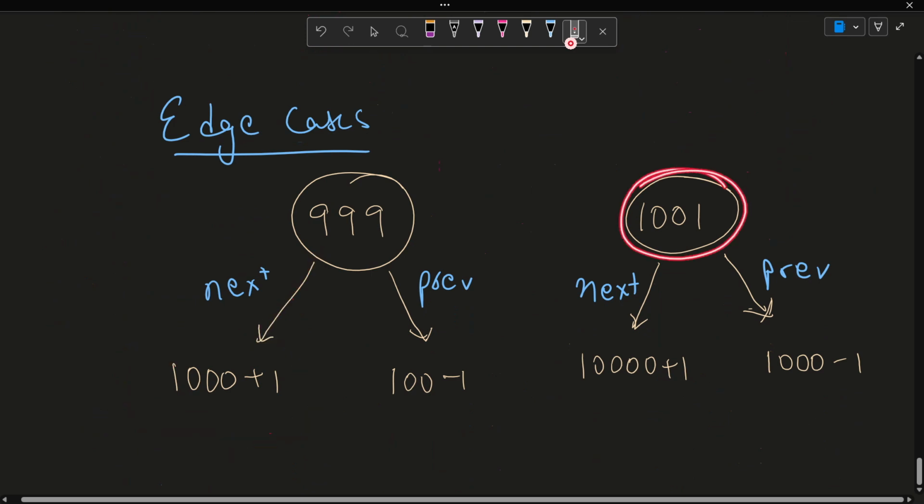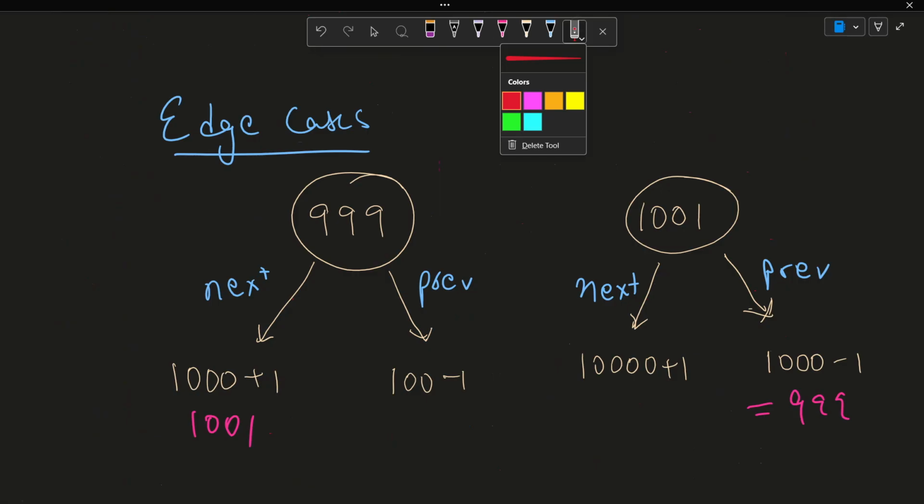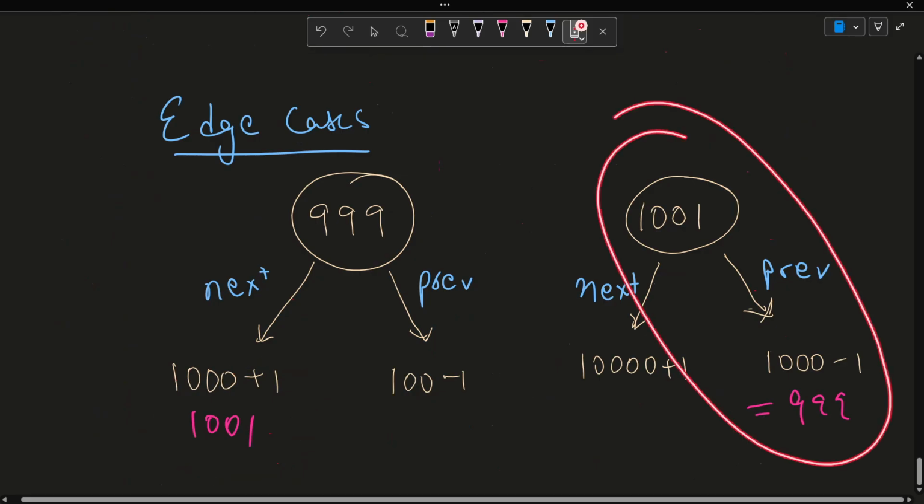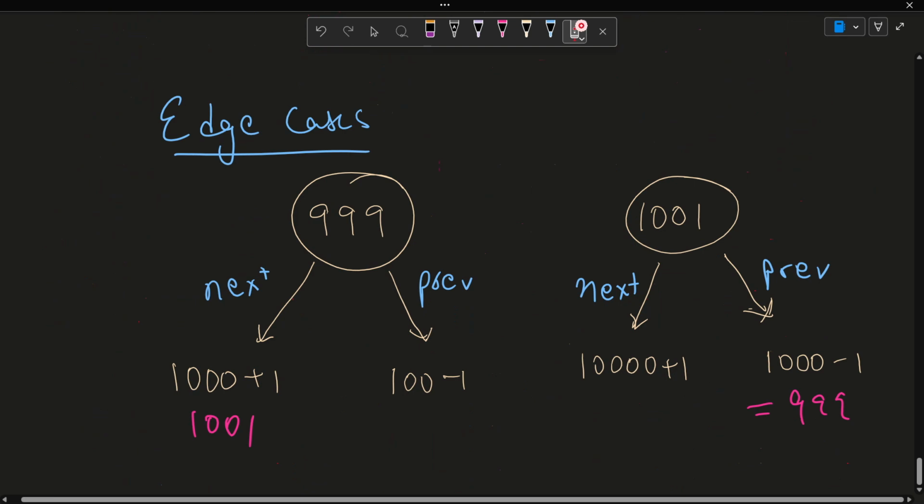For this case, 1001, the next power of 10 after this number is basically 10,000, and you add 1 to that. That will give you a palindrome. Otherwise, if you take the previous power of 10 and you subtract 1, this could be your answer. This is 1001. So you see, when we discussed the very first possible test case, we saw this example, right? So the answer for this is this.